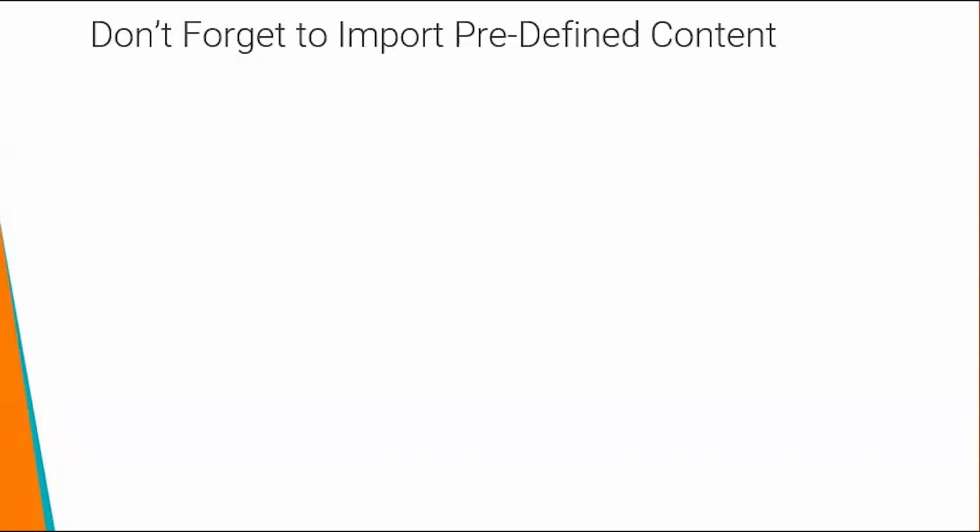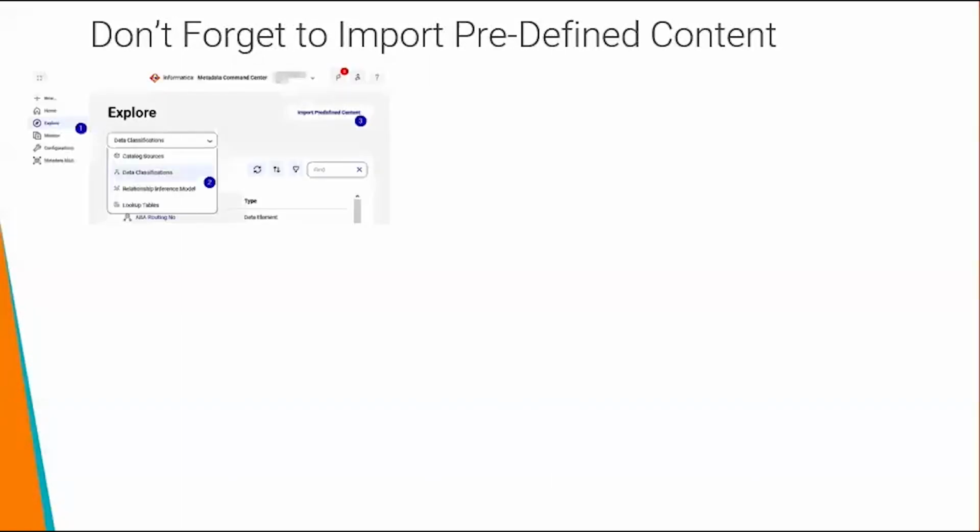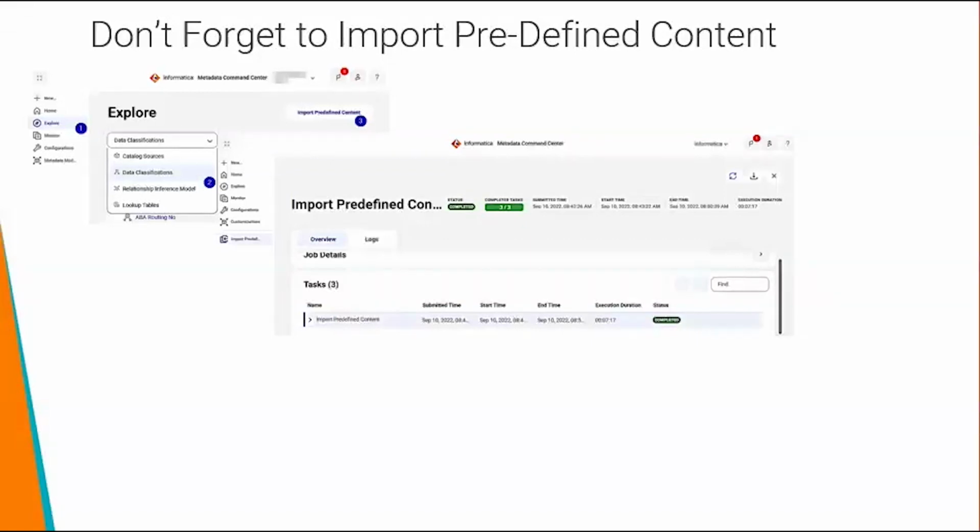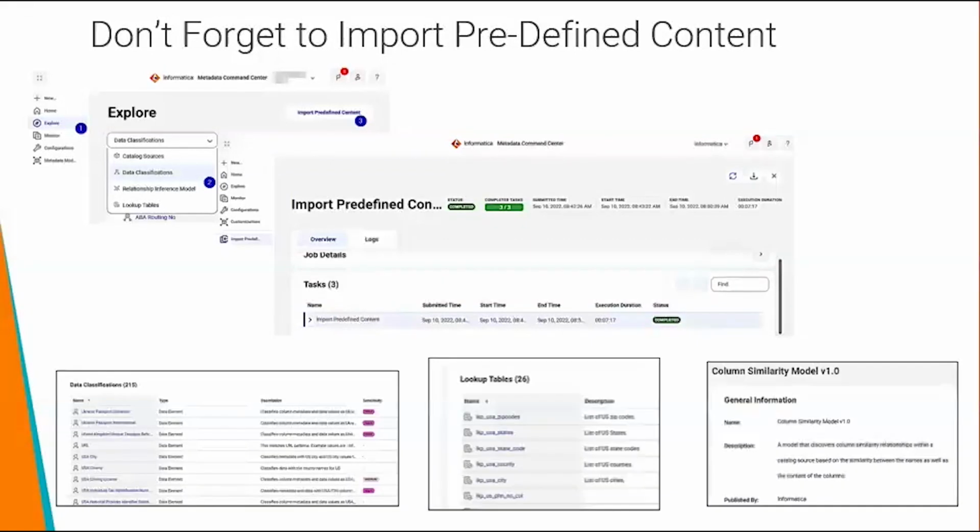So now you have the secure agent up and running. You can communicate to the Informatica Cloud, and you've tuned things. So next, just don't forget to import the out-of-the-box content. Metadata Command Center provides predefined data classifications, lookup tables, and a relationship inference model. You can import these predefined assets, and you'd use them in several of the enrichment processes like relationship discovery, data classification, and so on.